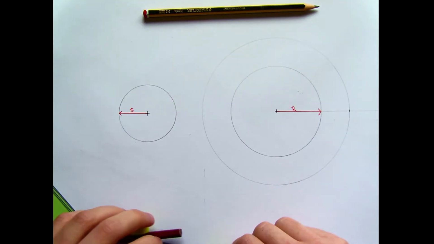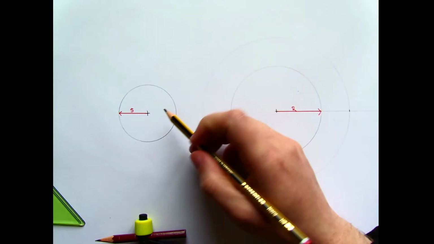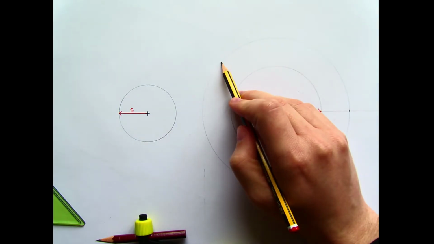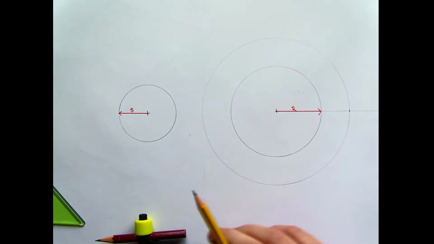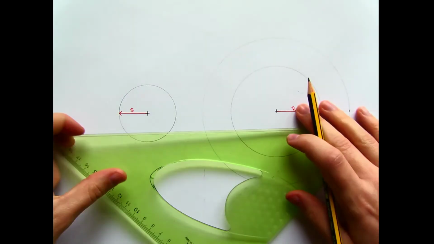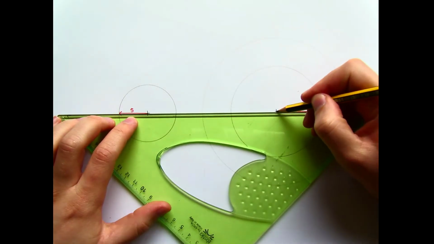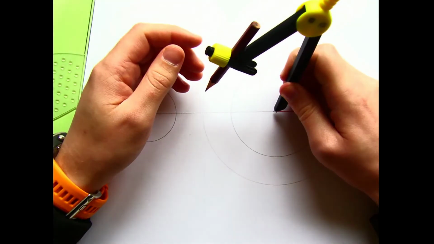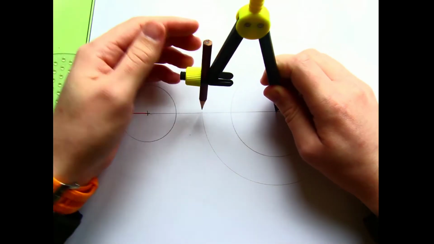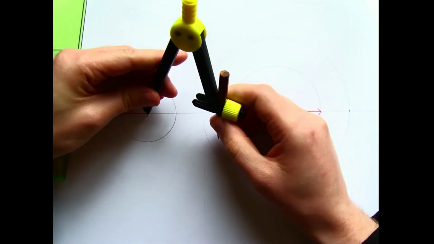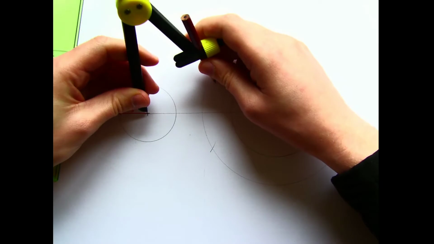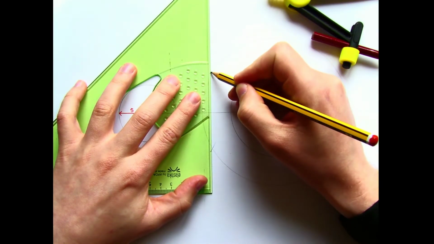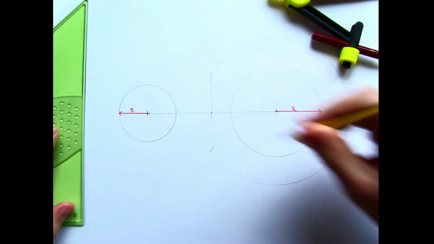So what I'm going to do now is draw a tangent from this point to this circle up here. To do that, we need to join the point to the center, bisect the radius, or the line, and that gives me this point here.